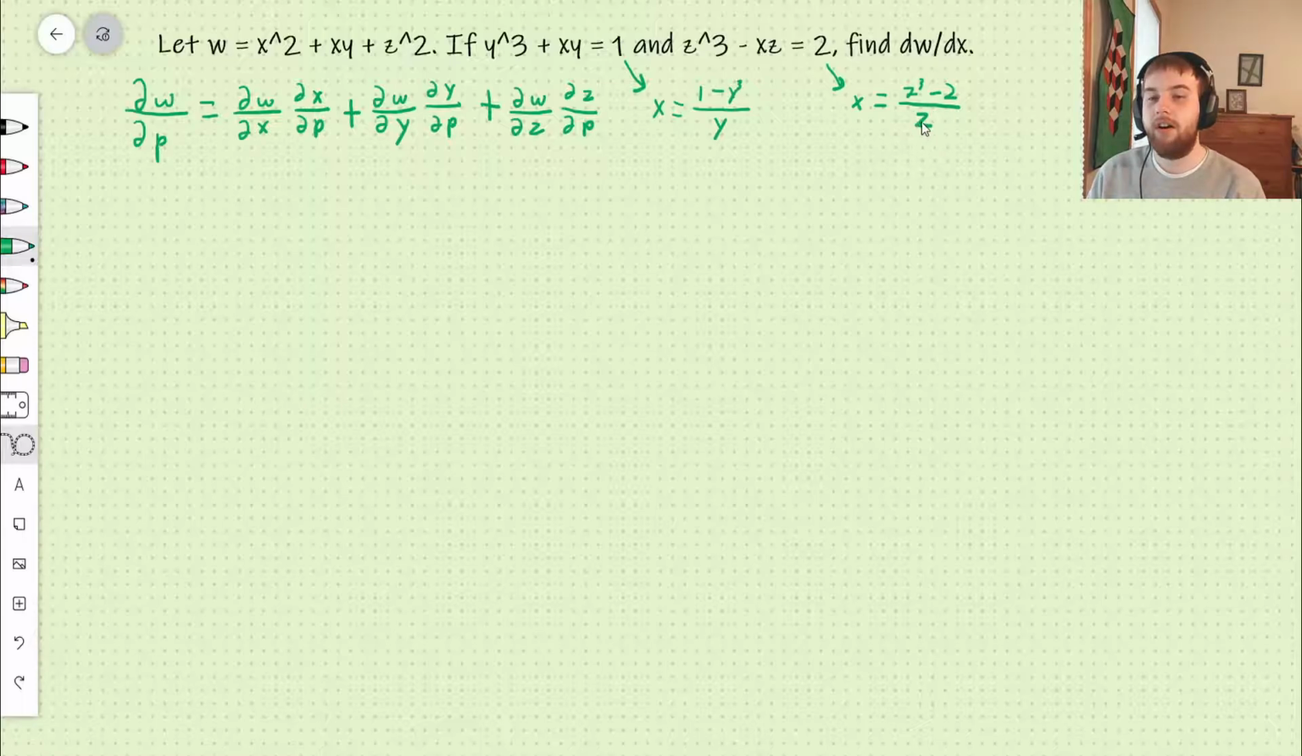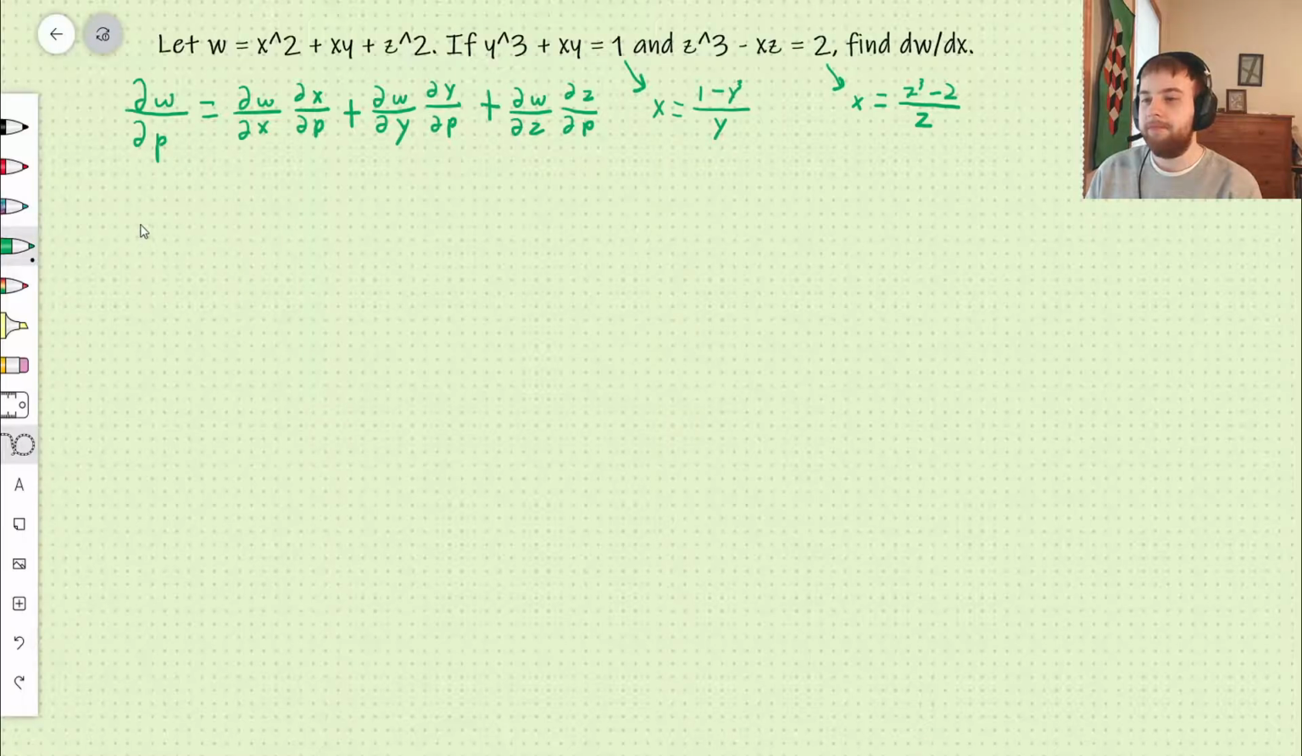These are hard to solve for z and y. It can be done, but it is a complete pain. So we won't be able to solve for those to find what we need. So we need to use these in the implicit form that we're given here.